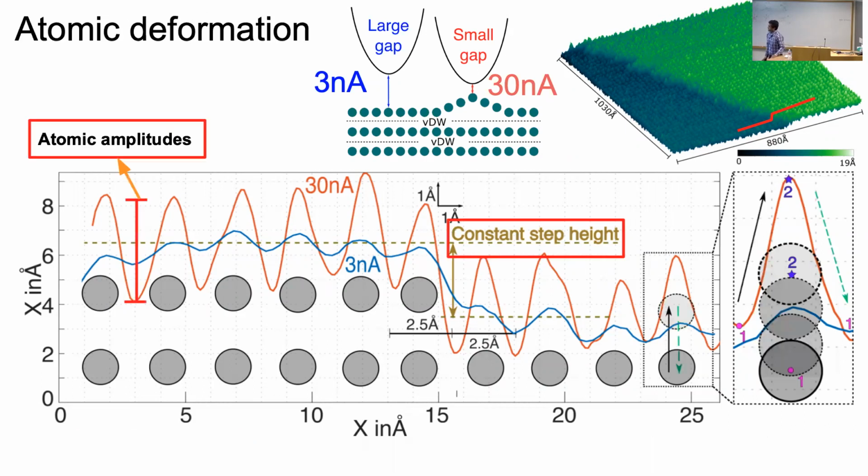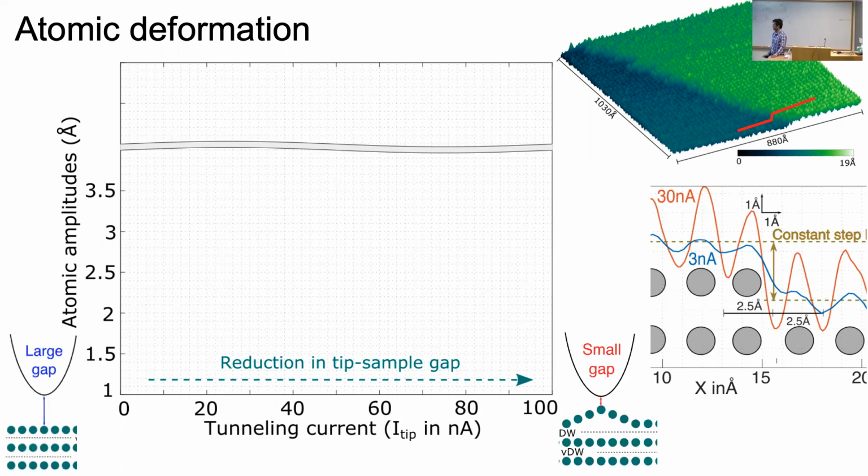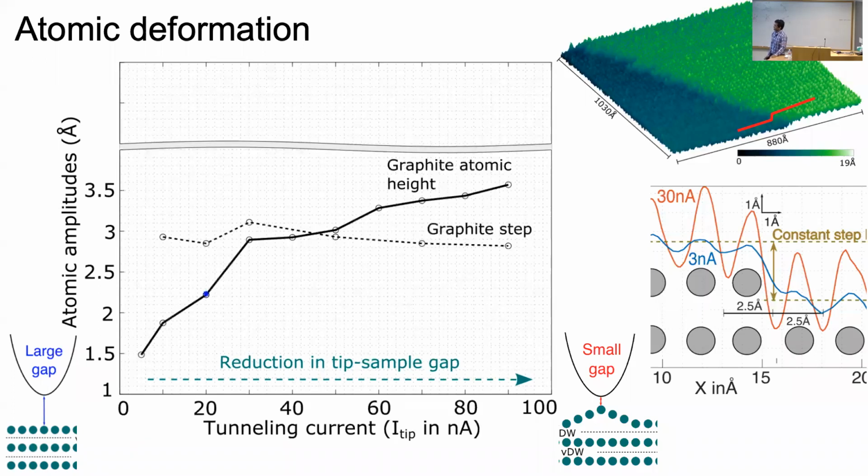So let's first start with estimating all the atomic amplitudes as a function of current. We have two data points, 3 nanoamps and 30 nanoamps, but let's fill this up more and also measure the step height as a function of tunneling current. So that brings us to atomic deformations on the y-axis and tunneling current on the x-axis, where the gap is reducing as we increase the tunneling current. So the deformation is in the rightwards direction. And the atomic amplitudes we see are going up and up, but the graphite step remains constant.